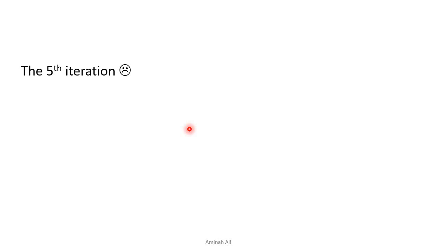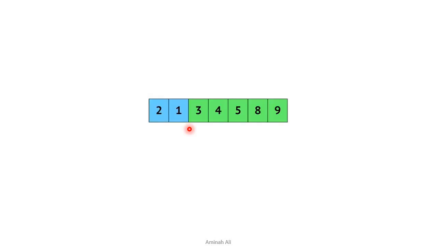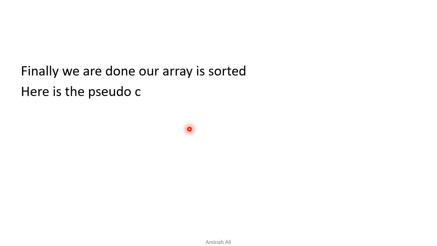We are doing a lot of iterations, and just consider if you have a big array, how many iterations you would need to perform. Then 2 and 1, obviously they are not in place, so we swap them. And 2 is now part of the sorted array, and we are only left with the 1, so 1 is also part of the sorted array. And finally we are done, and our array is sorted. So this is how the bubble sort works. I hope you understand the main working of the bubble sort.